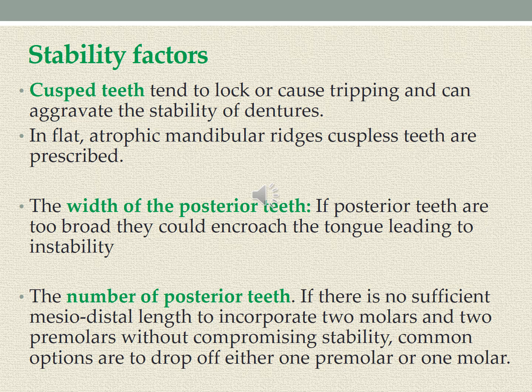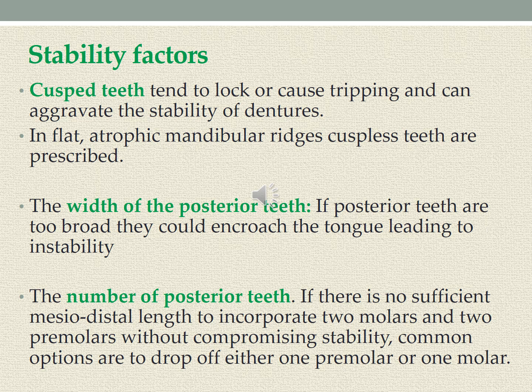According to stability factors, cusp teeth tend to lock or cause tripping and can aggravate the stability of dentures, while for flat, atrophic mandibles, cuspless teeth are prescribed because they do not create any lateral forces and they help to stabilize the lower denture especially. The width of the posterior teeth: if the posterior teeth are too broad, they could encroach on the tongue, leading to instability of the lower denture when the tongue is moved.